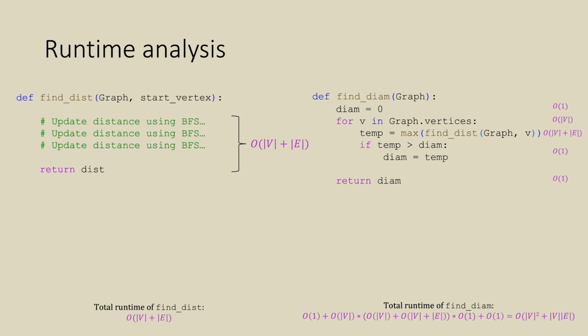So the total runtime of find diameter is big O of v times big O of v plus e, which is big O of v squared plus ve, and it's the same as the question requirement.